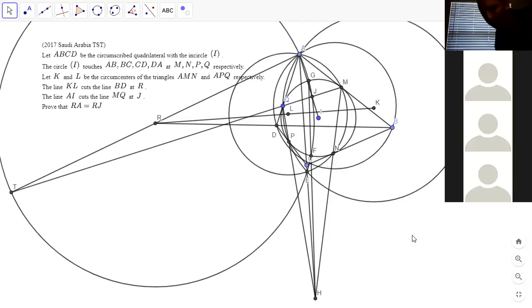All right. I am back. Let's see if we can solve this in the remaining just under 40 minutes. This looks like a good one. RA equals RJ.